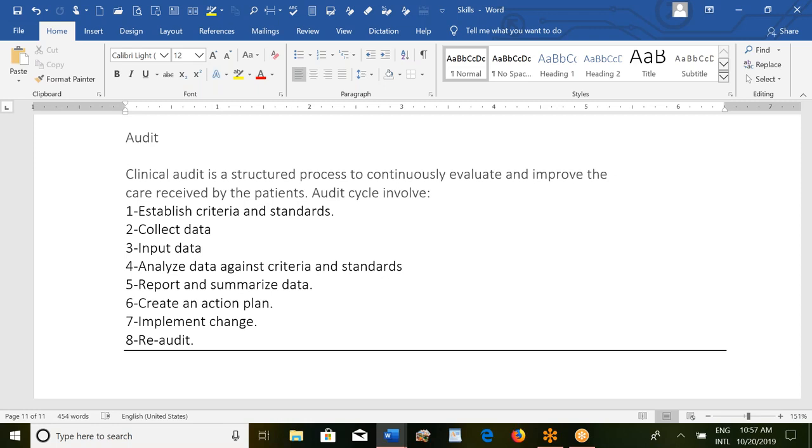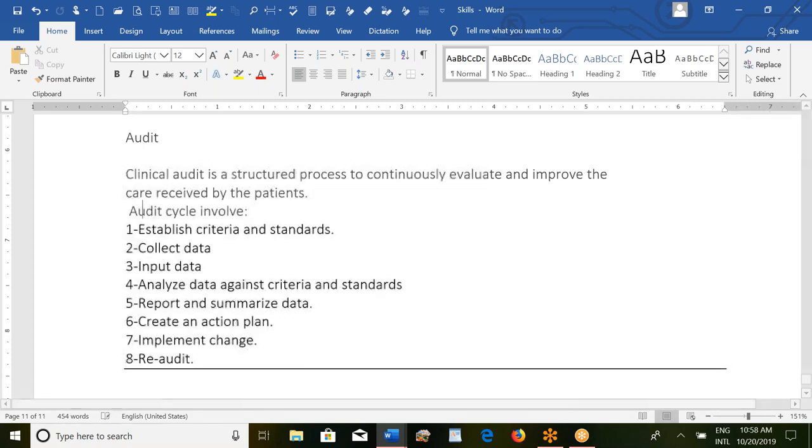So you should say clinical audit is a structured process to continuously evaluate and improve the care received by the patient. So the purpose is to improve provision of care. It is not done to convict someone or to cause any problem for anyone. The audit cycle involves that you should establish criteria and standards. What is the problem? Then collect data, analyze data against criteria and standards. Then you should report and summarize your data. Then in the light of the findings, you are going to create an action plan. Then you will implement change.